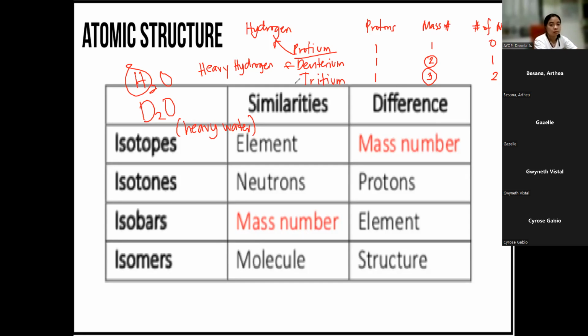Yung hindi talaga natin pwedeng i-consume na isotope of water is the tritium because this is radioactive hydrogen. What do you mean by radioactive? Nag-e-emit ng radiation. Okay? So again, ito yung type of hydrogen or isotope of hydrogen that we should not consume because it's radioactive. So the difference lies on the number of neutrons. So again, ang tawag natin dyan, isotopes.